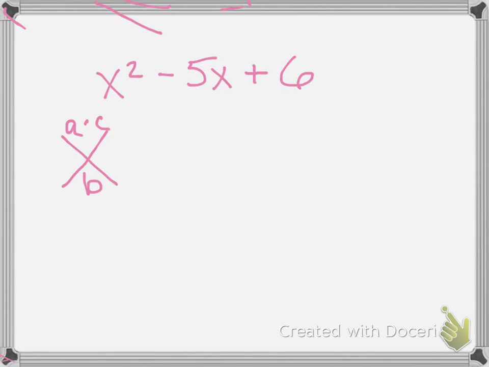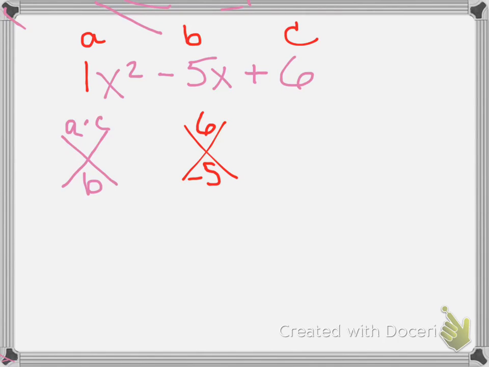Now, what is the a, b, and c? Our a is 1, our b is negative 5, and our c is the constant term, which is 6. So for this example, this is going to be 6 times 1 goes up here, and b goes down here.